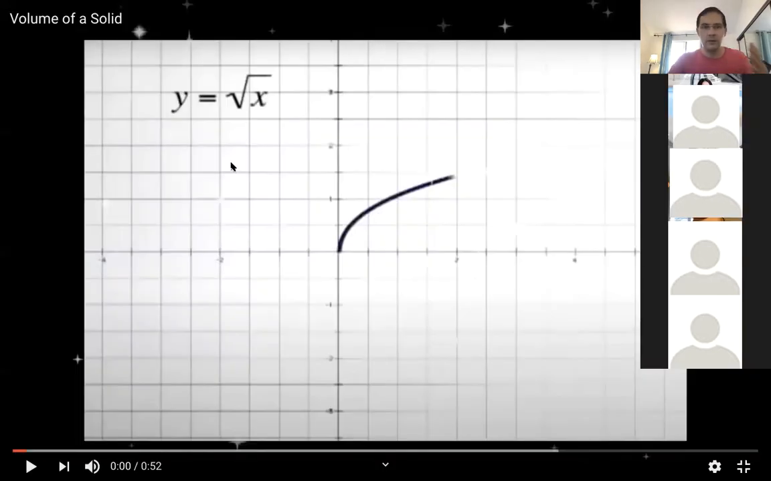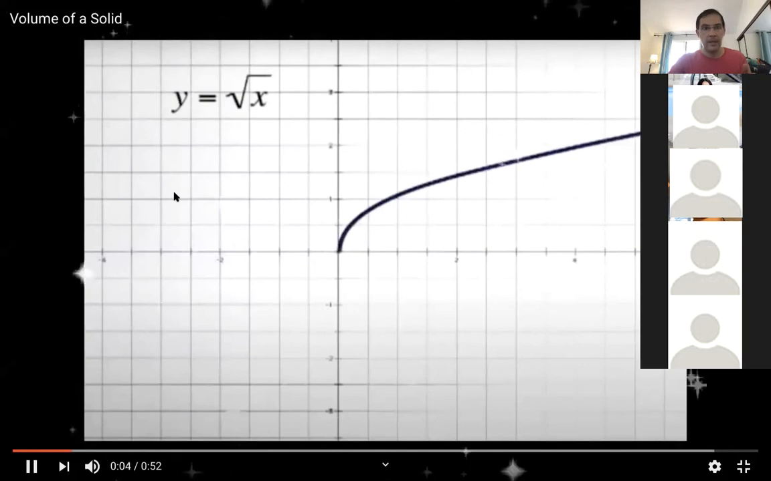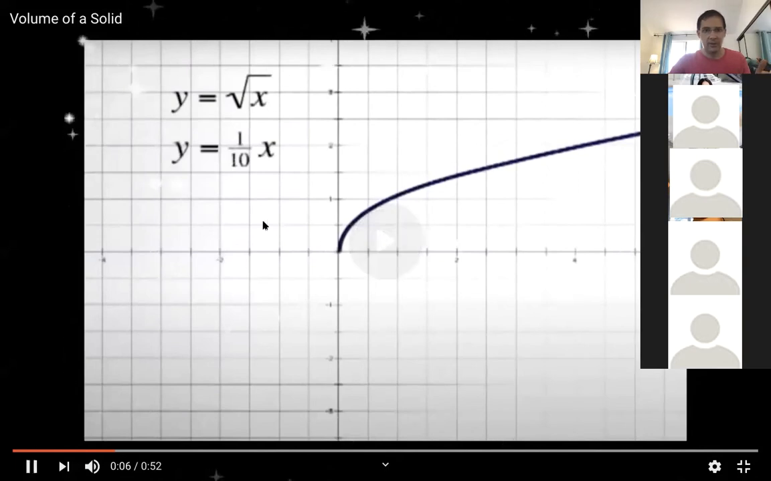So take this function y equals square root of x. That's the function. The function looks like this. Now take another function, y equals 1 divided by 10 times x. So the function is essentially a straight line, but the slope of this straight line is 1 over 10.